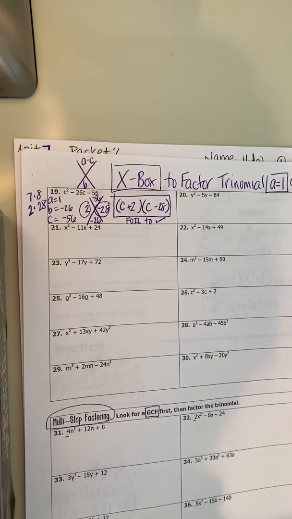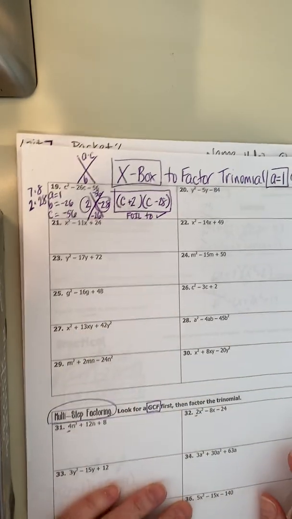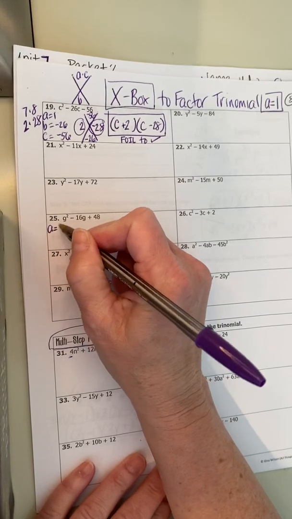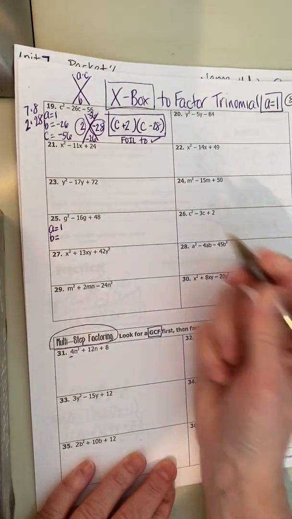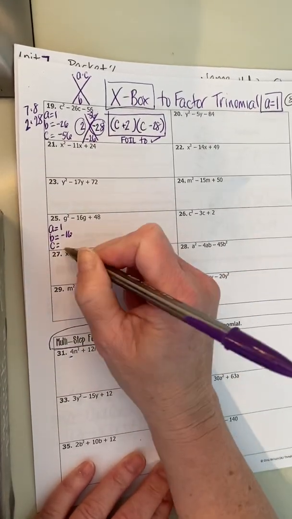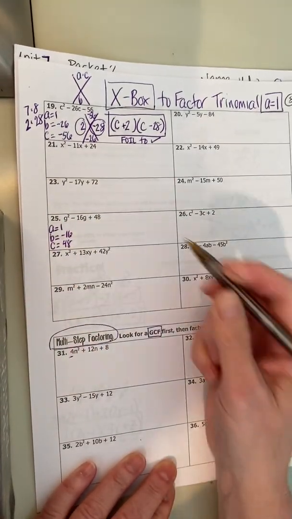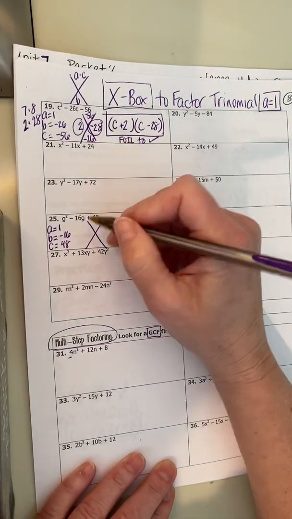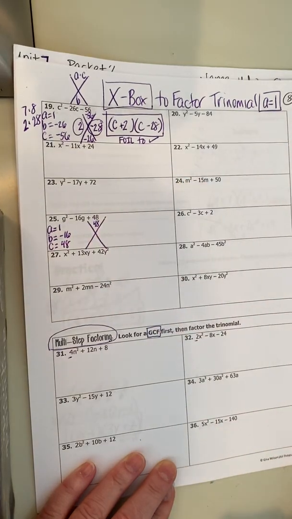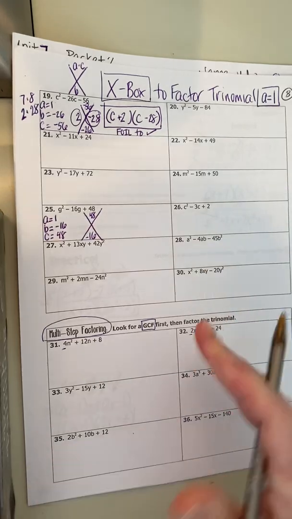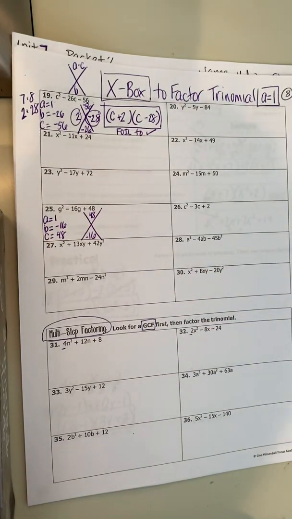Let's look at another one. How about number 25? The a value is 1, the b value is a negative 16, and the c value is a positive 48. So when I go to make my X-box, 1 times 48 is 48. The b value is negative. So this is new. I haven't done an example like this one yet.